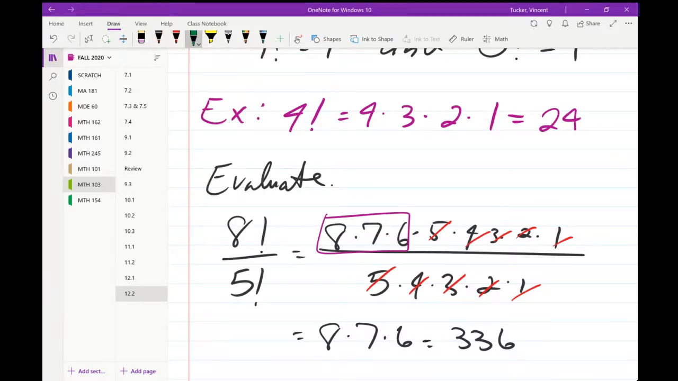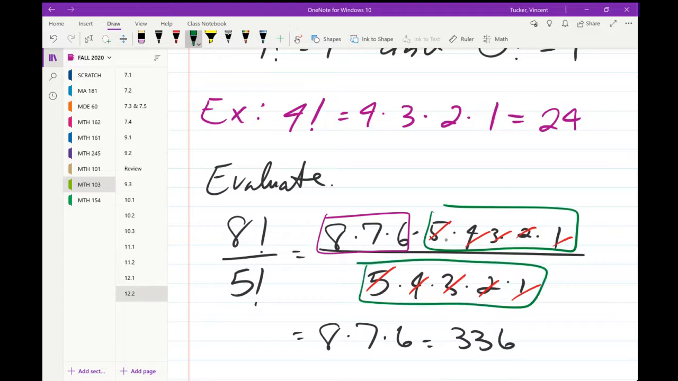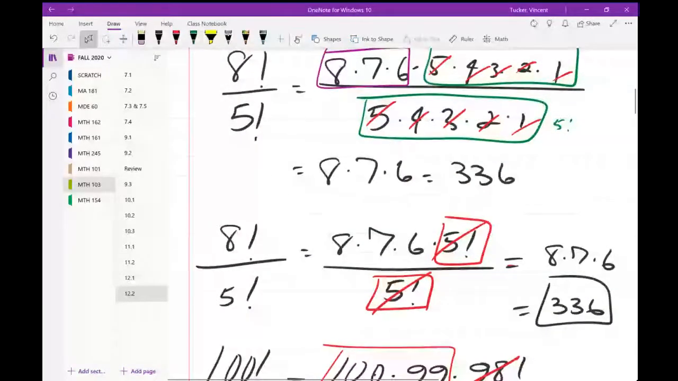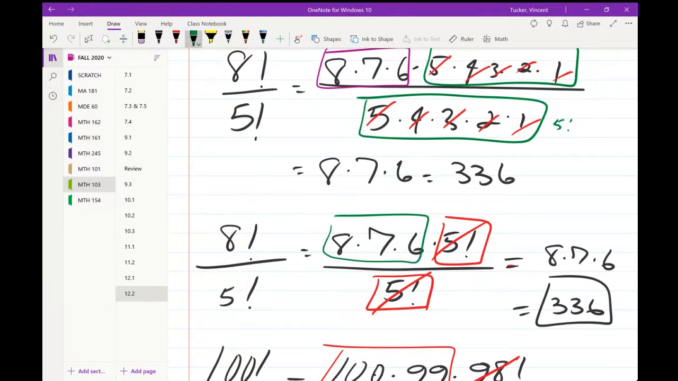All right, so that's a long way of dealing with it because once again, if you had 100 factorial, let's say over 50 factorial, what you don't want to have to do is write out 100 numbers, then write out 50 numbers to realize what cancels out. So what we do is recognize here that we have 5, 4, 3, 2, 1, and 5, 4, 3, 2, 1, which is 5 factorial in both cases. So the short way of dealing with it is just recognizing that there's 5 factorial in 8 factorial. So you count down to the 5 and stop right there, and then that cancels, and that leaves you with just 8, 7, 6.